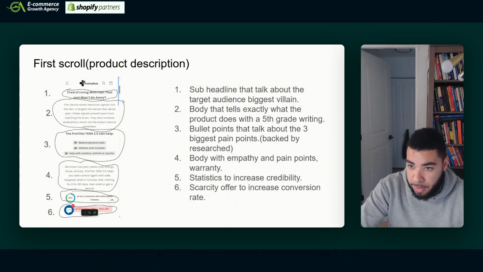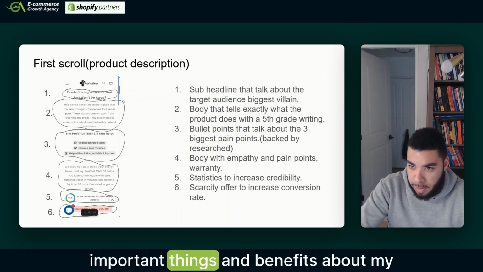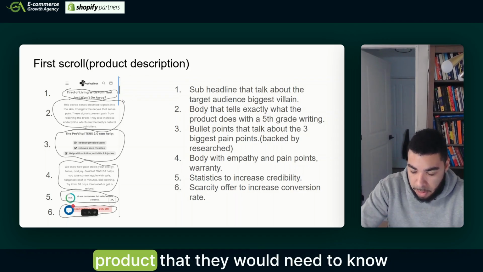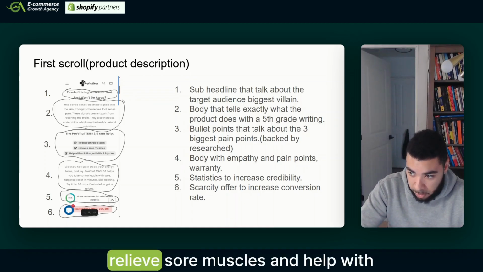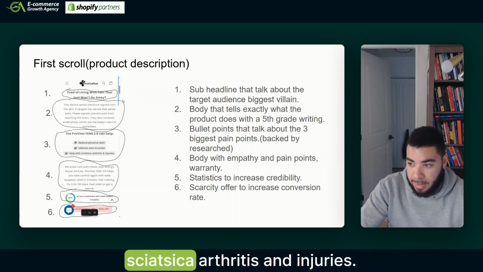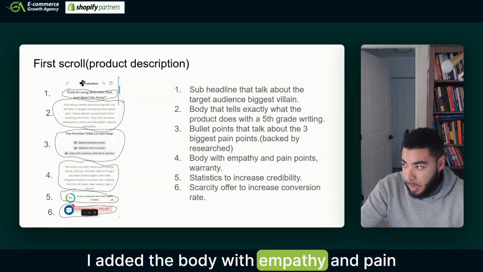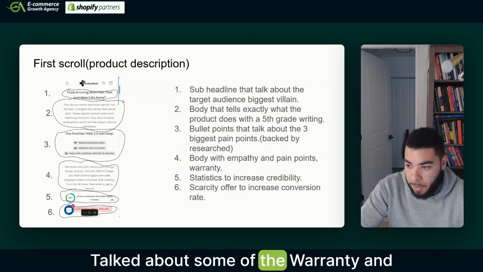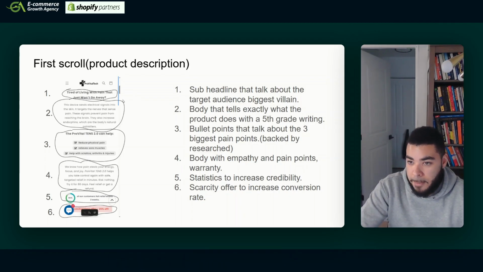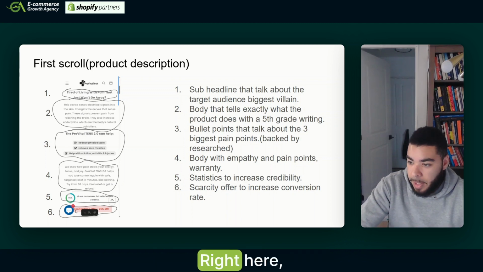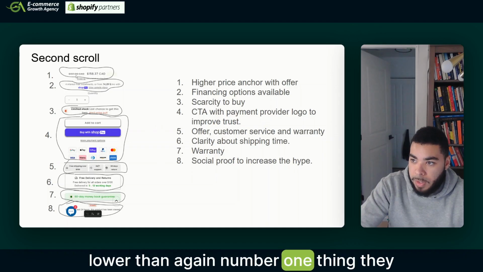Number 3, I added 3 bullet points, which I've done some research on, what are the things that people research about this product the most on Google. I've narrowed down to the 3 most important things and benefits about my product that they would need to know right away. And it can help to reduce physical pain, relieve sore muscles, and help with sciatica, arthritis, and injuries. Okay. 4, I added the body with empathy and pain points, talked about some of the warranty. And 5, I added some statistics to increase credibility. And 6, I added some scarcity. Okay, right, 25% off.